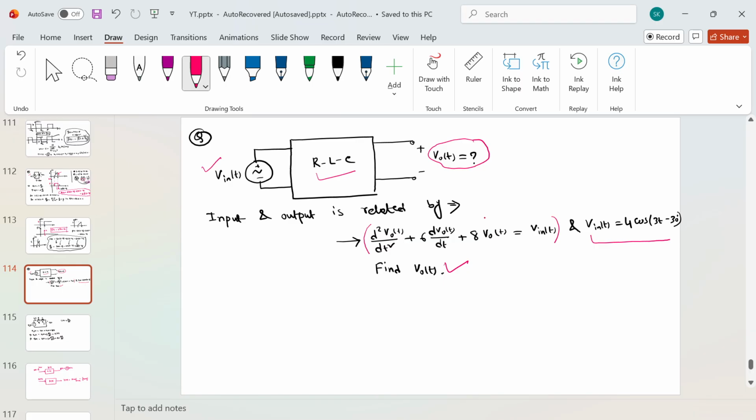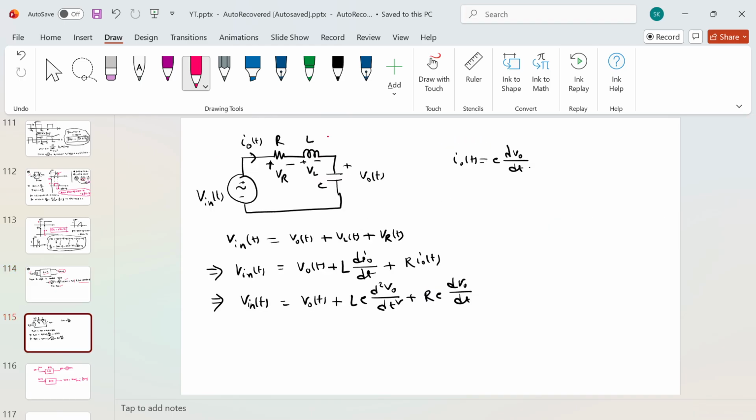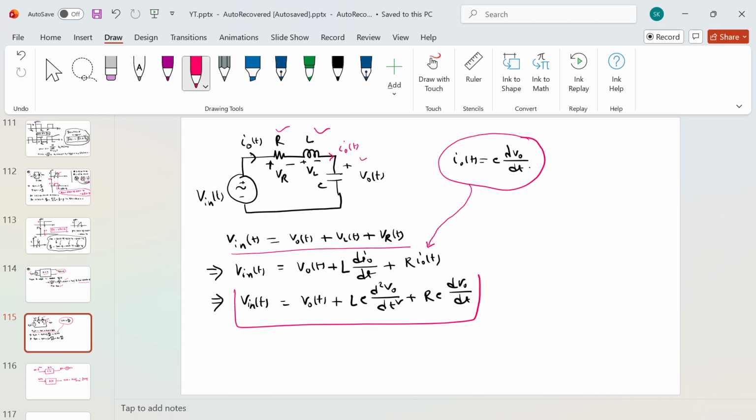Now one can think how to approach this question. Basically, this operating equation represents the behavior of a second order differential equation. Let me show you how. Let's say you have one RLC circuit, R, L, and C. If you write the KVL equation, you will get these equations, and I naught of t you can write as C dV naught by dt. If you put this I naught of t into this equation, you will get a second order differential equation representing the relationship between input and output.